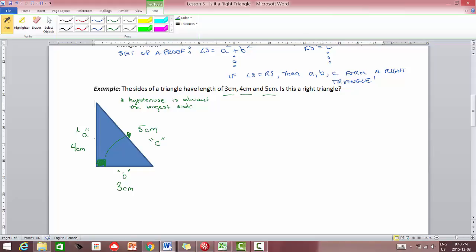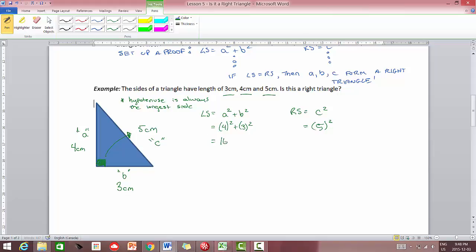Okay, so now we're going to set up our proof. We have left side equals a squared plus b squared, and right side equals c squared. So what we're going to do is take the values that we've labeled our triangle with: our a as 4, our b as 3, and on this side we have our c as 5.